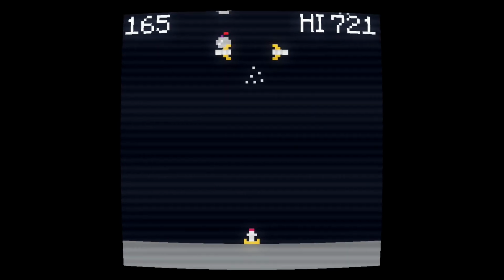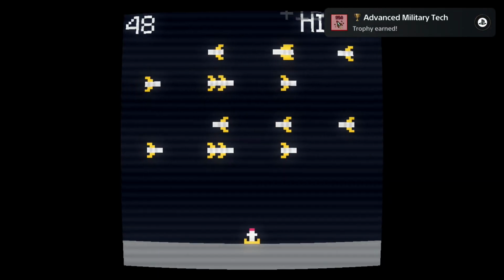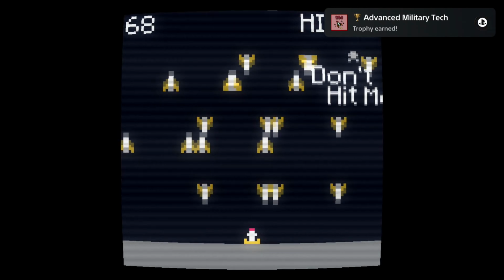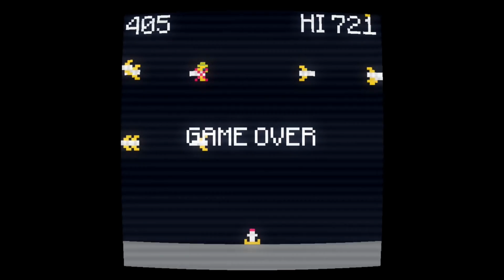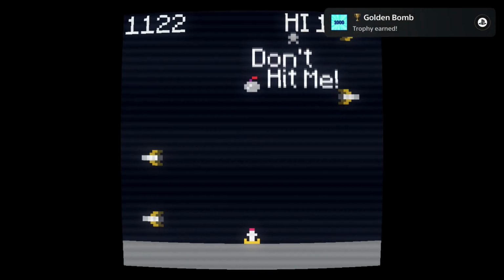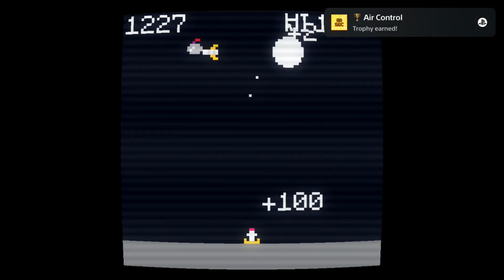Trophy wise, a pretty straightforward one: you need to destroy 100 bombs, you need to split 500 missiles. These two trophies are cumulative, so you don't have to do this in one run. Next one is for killing a diver. Then the classic trophy: you need to survive 60 seconds. This is basically pretty easy, and you need to get a score of 1500 points.